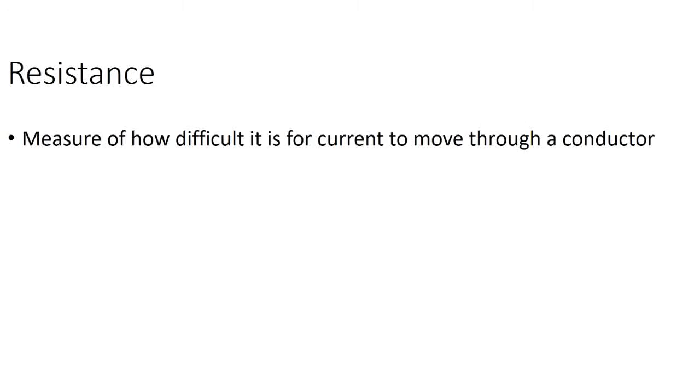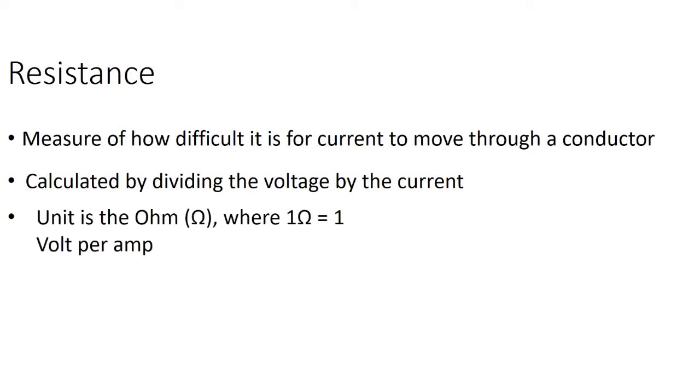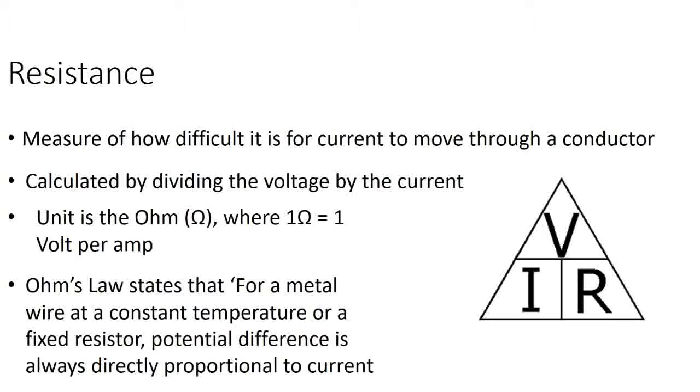Resistance is a measure of how difficult it is for current to move through a conductor. It's calculated by dividing the voltage by the current. The unit is the ohm, where 1 ohm equals 1 volt per amp. Ohm's law states that for a metal wire at a constant temperature or a fixed resistor, potential difference is always directly proportional to current. This can be summarised as V equals IR. There's the triangle.